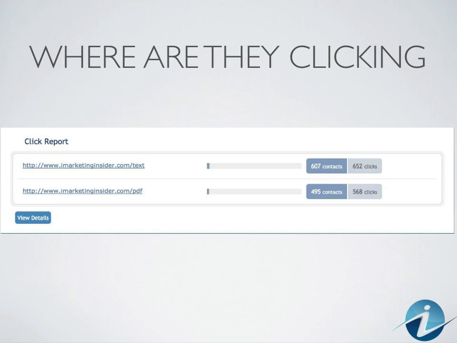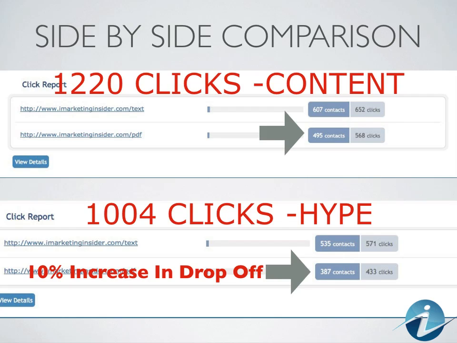Also, if you notice, we had almost 1,100, actually over 1,100 people click through on this email because it was content versus a slightly more hyped logo. If you look at the two side by side comparison, the top one being the content emails, 1,220 clicks total, and then 1,004 clicks. I got the little gray arrows down there so you can see the difference. If you do the math, you'll see that there's a 10% increase in the drop-off.